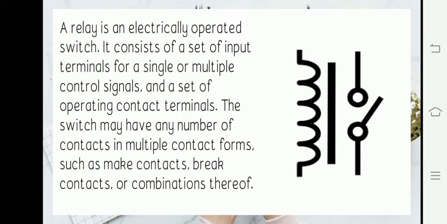We can see the relay in the normal state on the left side, and the contacts are open in this state. While on the right side, the relay is in the energized state and the contacts are closed, which indicates the relay is energized. So that's all. Thank you.